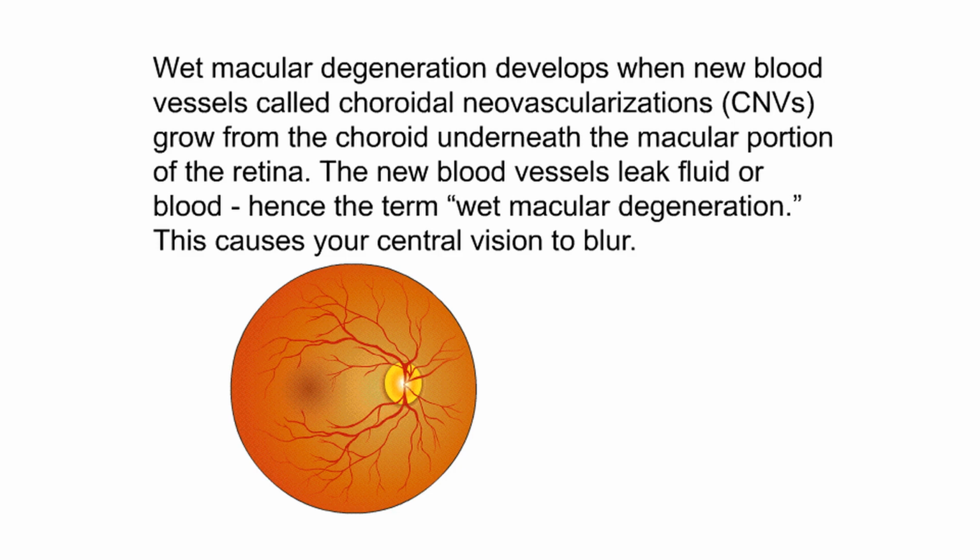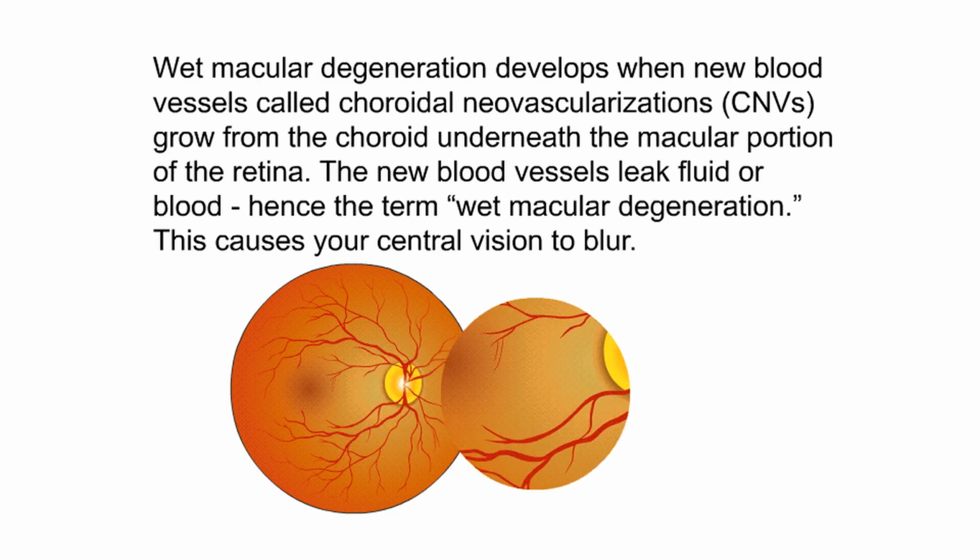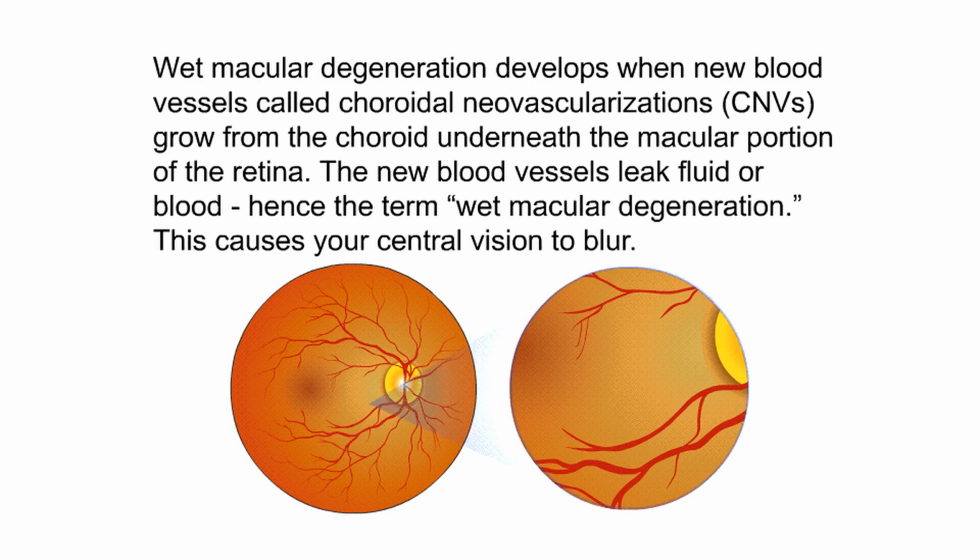Wet macular degeneration develops when new blood vessels called choroidal neovascularizations, or CNVs, grow from the choroid underneath the macular portion of the retina. The new blood vessels leak fluid or blood, hence the term wet macular degeneration. This causes your central vision to blur.